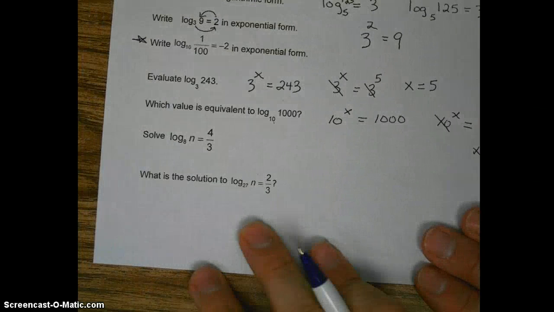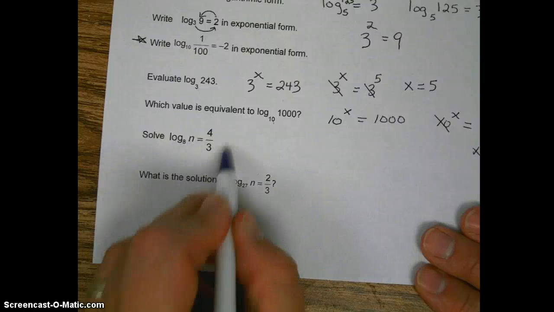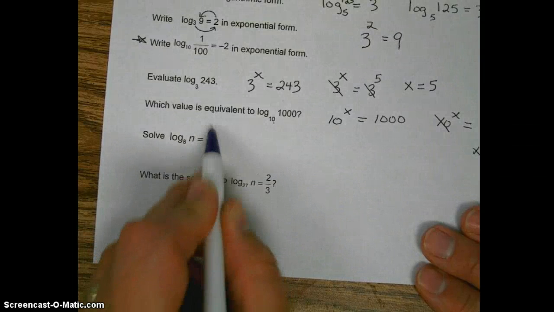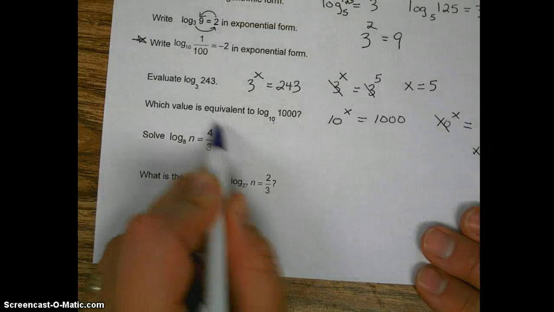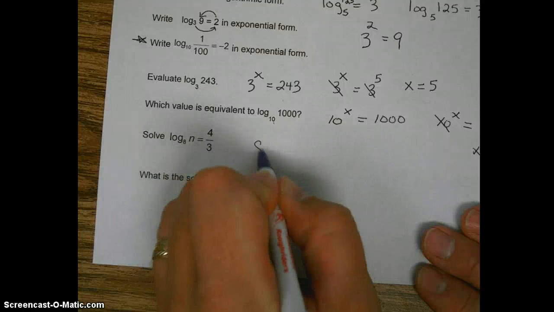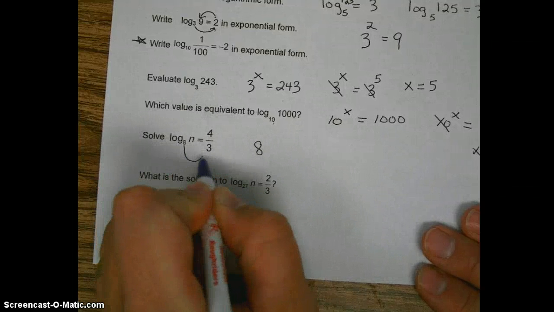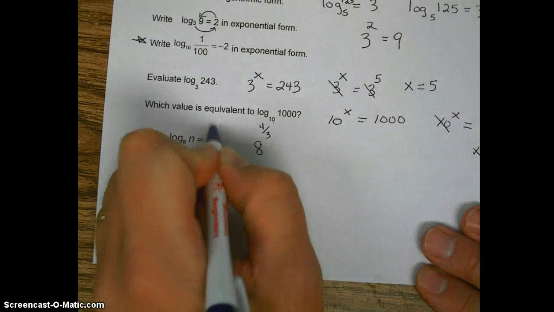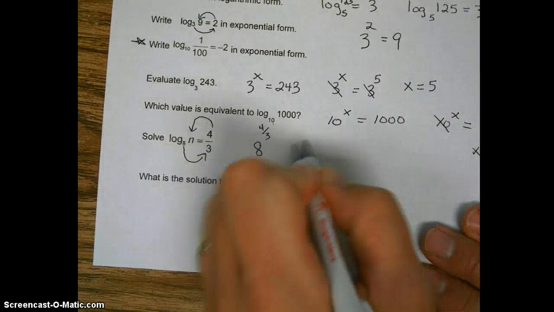Okay, let's take a look at this one. We have log base 8 of n equals 4/3. So we rewrite it using exponential. So we're going to have 8 is our base, raised to the 4/3 equals our argument, which is n.